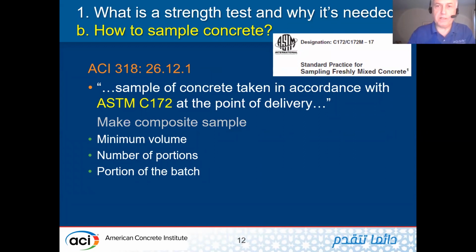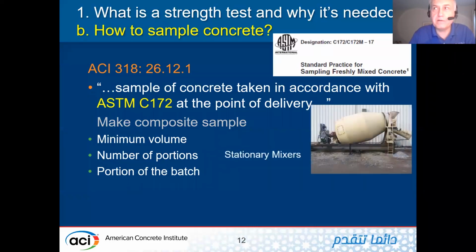So from that definition, the sample of concrete has to be taken in accordance with ASTM C172, which is the standard practice for sampling freshly mixed concrete. And when you go through the standard, it tells you that the composite sample must be made, and there are some requirements regarding the minimum volume of concrete to be sampled, and also the number of portions of the batch of concrete to sample. I'm not going to say exactly what they are, I'll just refer you to that standard, but there are different requirements depending on the type of mixer.